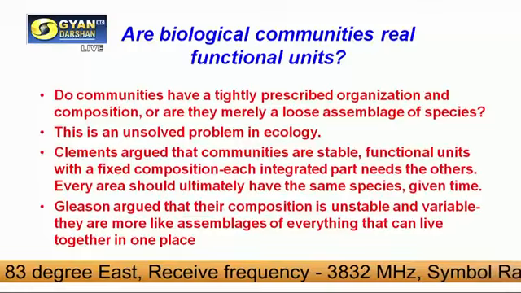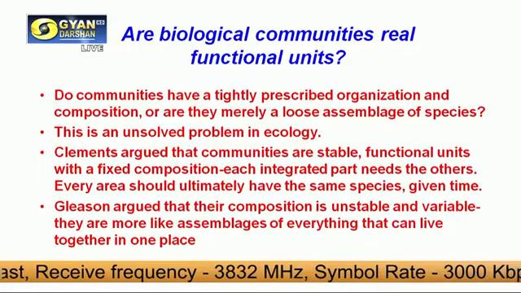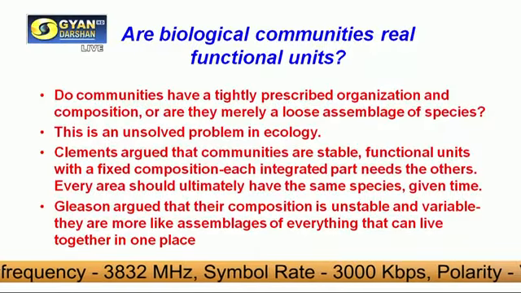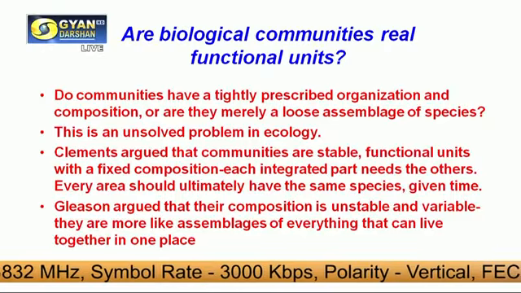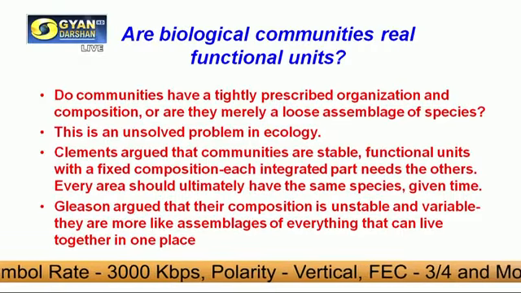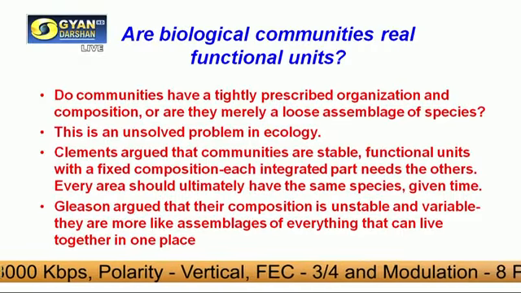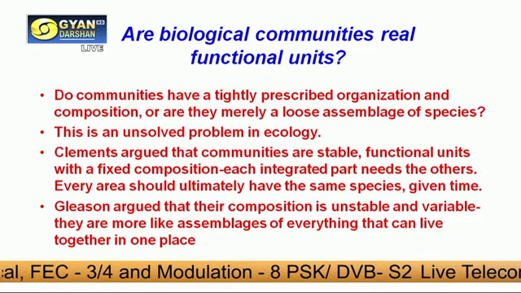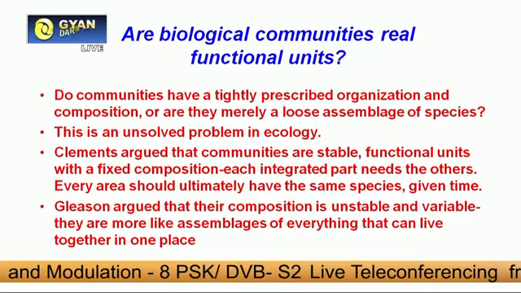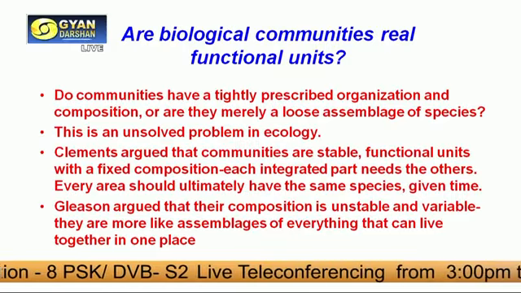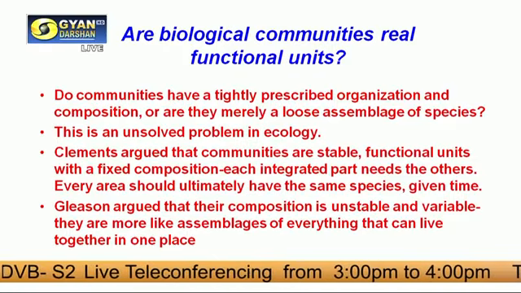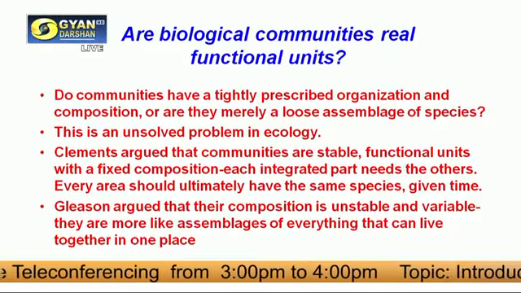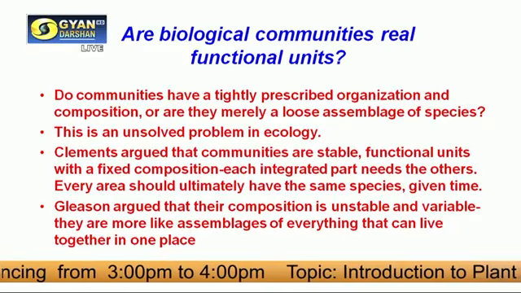Now towards the end, I raise another problem, like if somebody asks you a question like, do communities have a tightly prescribed organization, or is it just a random assemblage? Clements said that it is a very tightly regulated phenomenon. That is, communities are stable functional units. If you remember, Clements also gave us the monoclimax theory. So communities are stable functional units with a fixed composition.